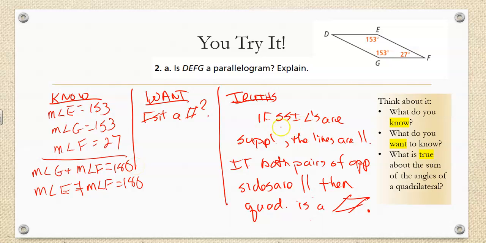And then I also know that if same side interior angles are supplementary, the lines are parallel. So because these are supplementary, this is parallel to this. And then with another color, we could show that because these are supplementary, and these would be same side interior here, that these 2 would have to be parallel to each other. And by definition, this is something else I know, if both pairs of opposite sides are parallel, then the quadrilateral is a parallelogram.